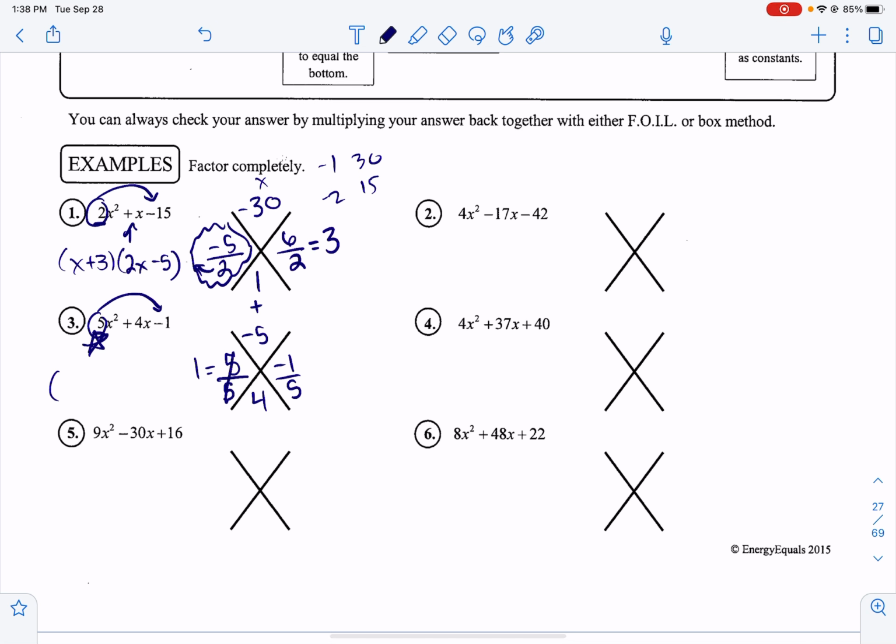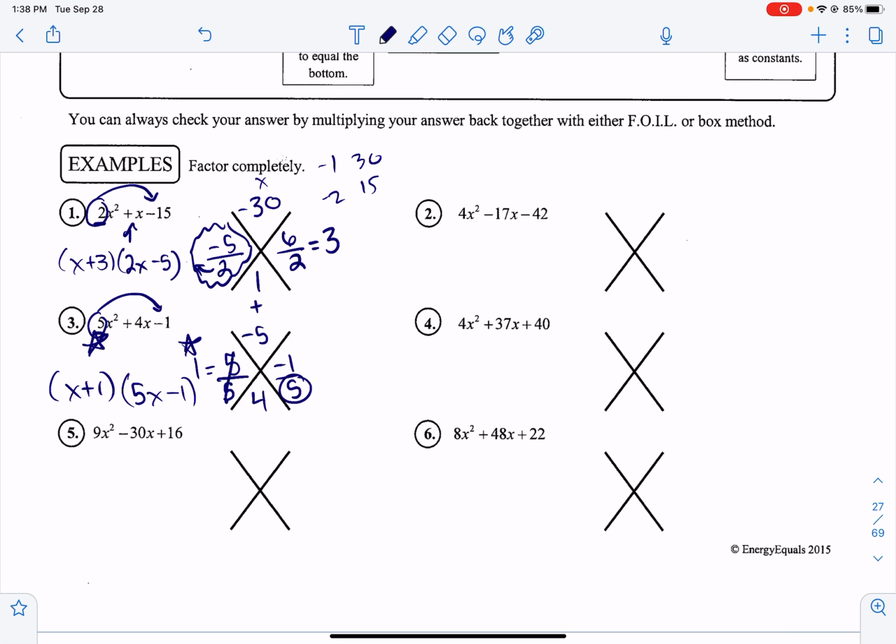So my parentheses become x plus 1. That's from right here. And then my right-hand side, the 5 on the bottom goes to the front, and the negative 1 comes after the x. So x plus 1 times 5x minus 1.